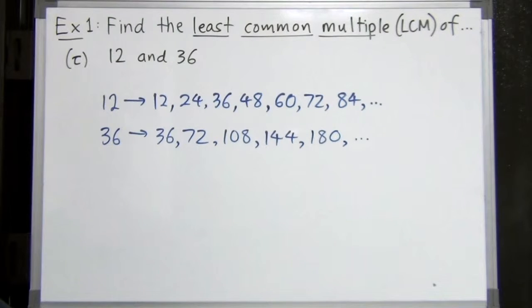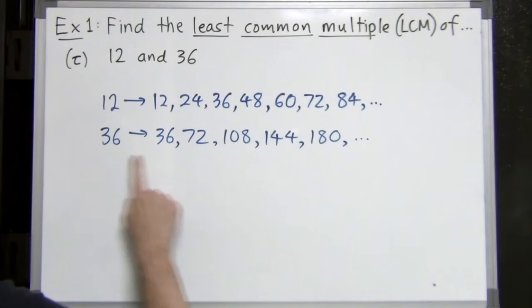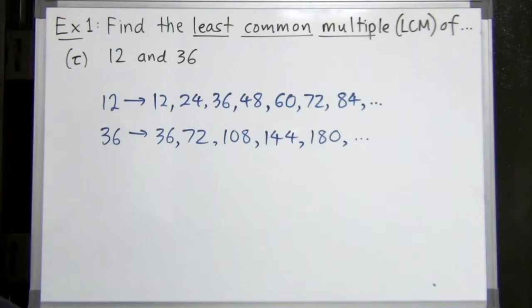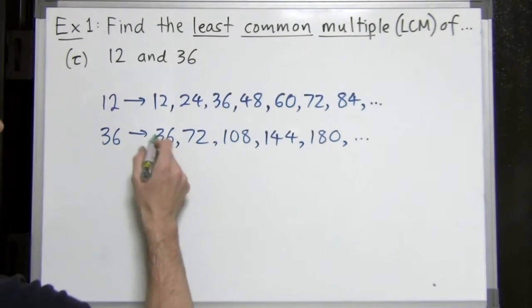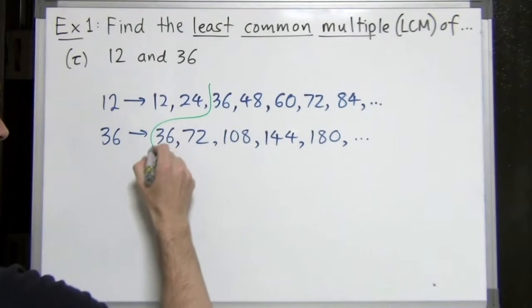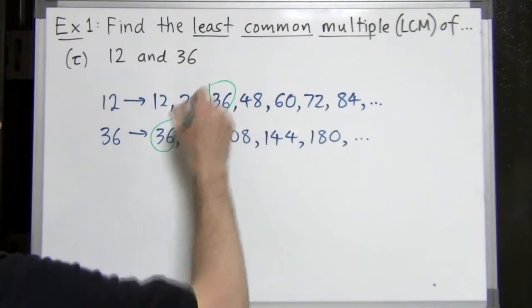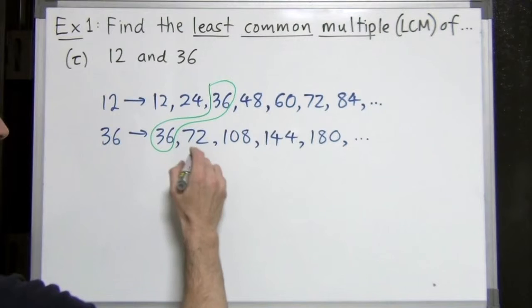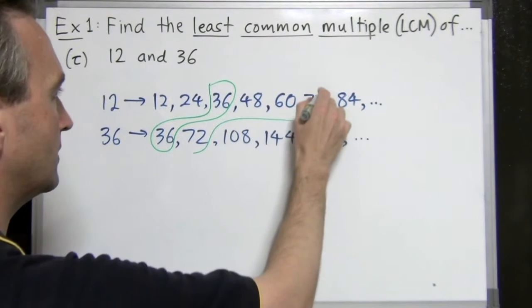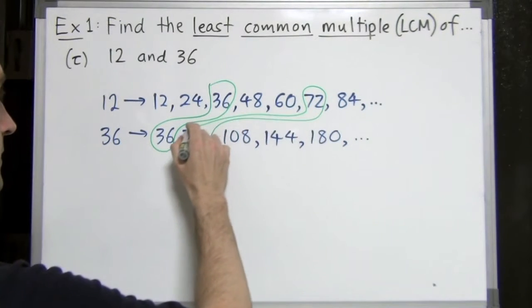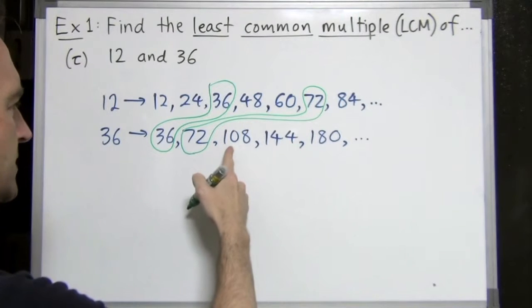Okay, so what is our least common multiple for 12 and 36? I'll take the bigger of the two and let's circle our common multiples. So 36, oh, found one straight away. 72, oh, 72. Found another one. And I guess the next one's going to be 108.